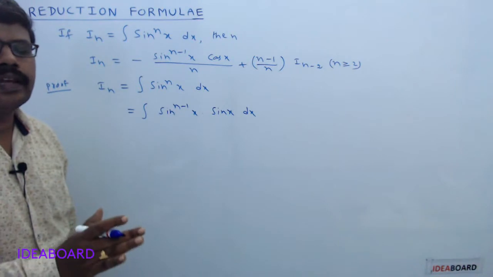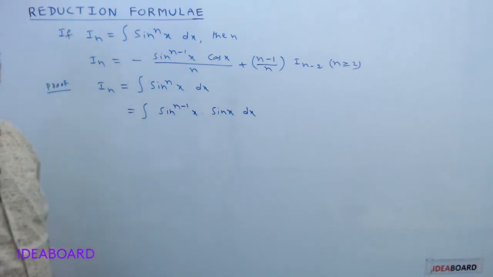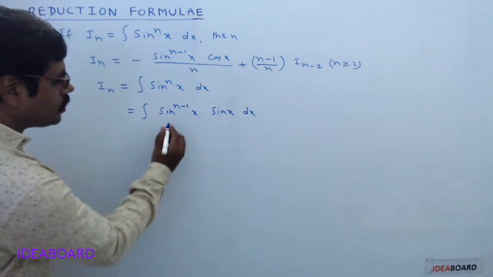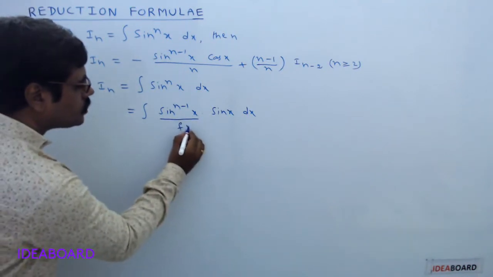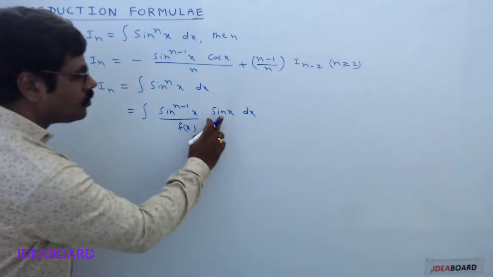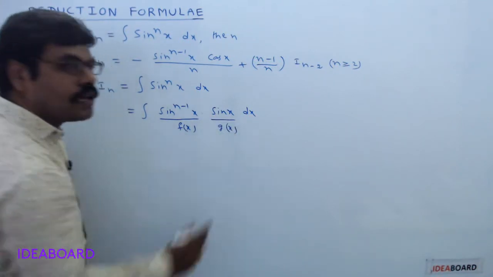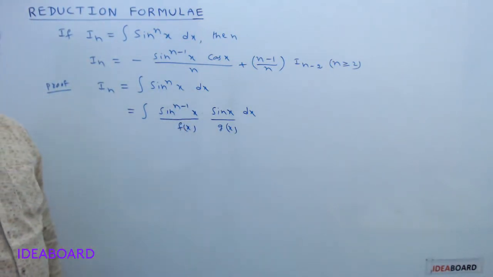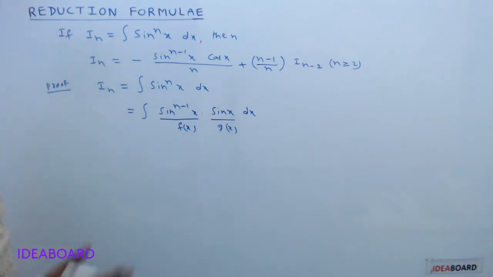Before you apply the integration by parts formula, first choose the functions f of x and g of x. Here consider the function sin^(n-1) x as f of x and take the function sin x as g of x. Then use the integration by parts formula.